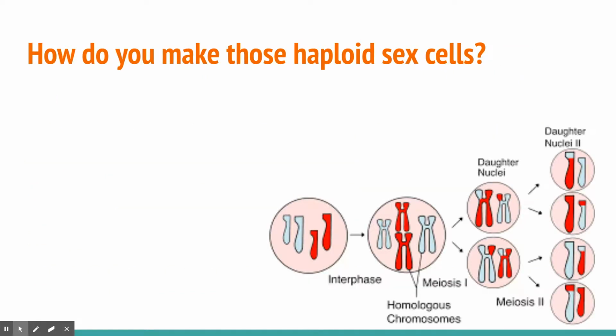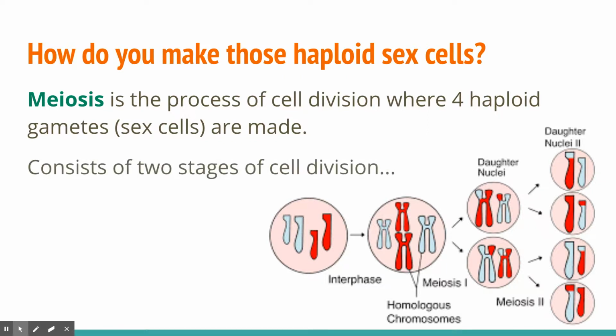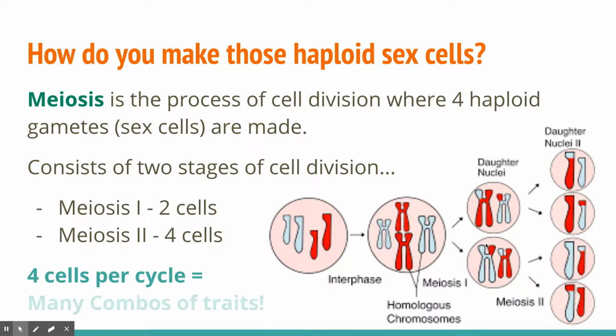And then how do we make these haploid cells? Meiosis. So last week we learned about mitosis, which is also a cell division process. This week it's meiosis, which is the process of cell division where 4 haploid, so 4 gamete sex cells are made. Okay. It consists of 2 stages in cell division. We have meiosis 1, in which 2 cells get created, and meiosis 2, in which 4 cells get created, which you can see right here. 2 cells, 4 cells. And then 4 cells per cycle creates many combinations of different traits.